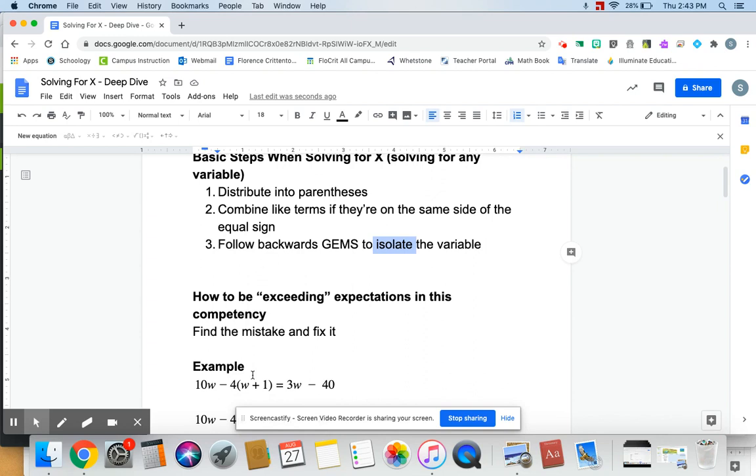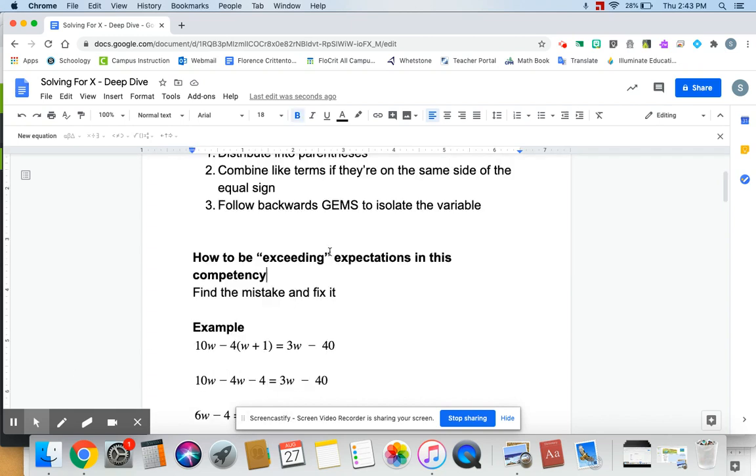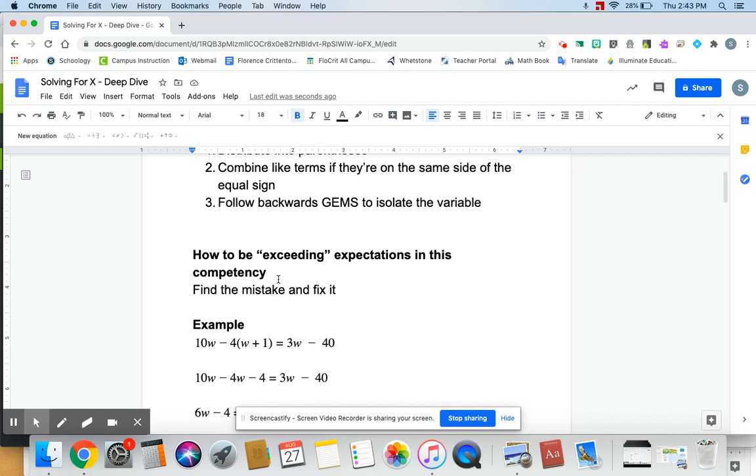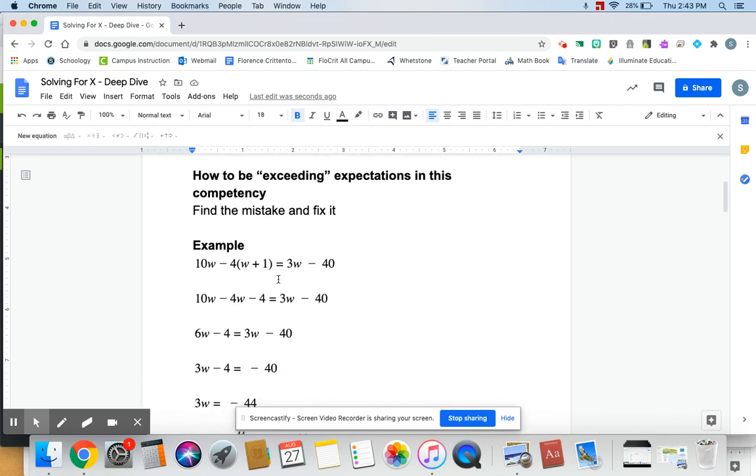So there's always going to be a question on the test that lets you meet this expectation at an exceeding level. You can always meet your expectation on a competency, and that will be fine. That's all you need to do is meet it. However, there's always this chance to prove that you're exceeding. So for solving for x, the way to become exceeding is you need to be able to find the mistake in someone else's work and fix it.